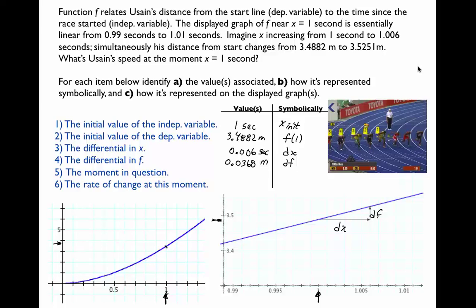What did we say? Looking at the left graph or the right graph? Right graph is showing us the moment. What moment are we talking about? 0.99 to 1.01. Okay? Or you could have said 0.995. No, you actually can't, because it's got to be something greater than 1.006. So the clear choice here is, the moment is an interval, say, from 0.99 to 1.01.